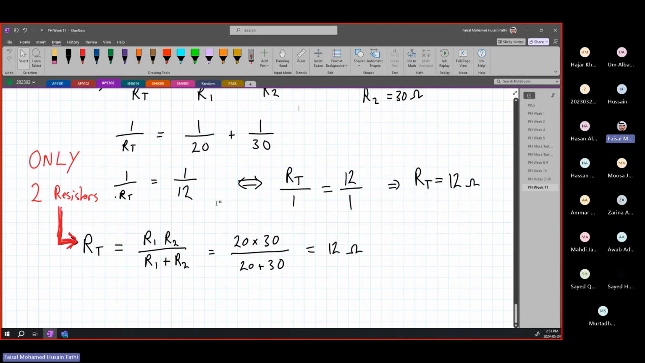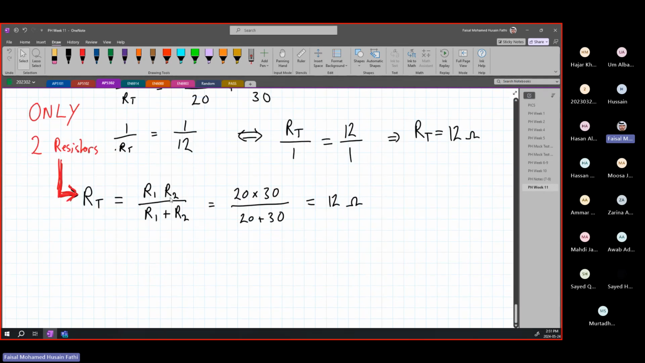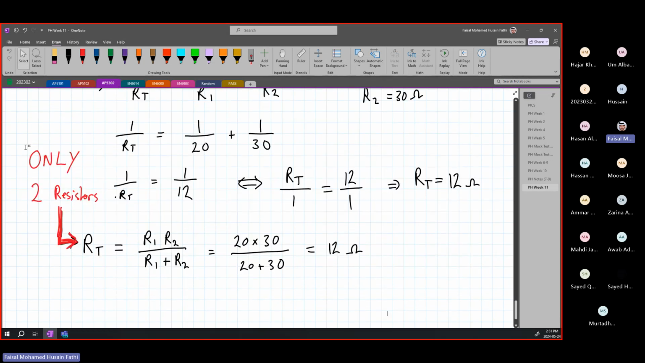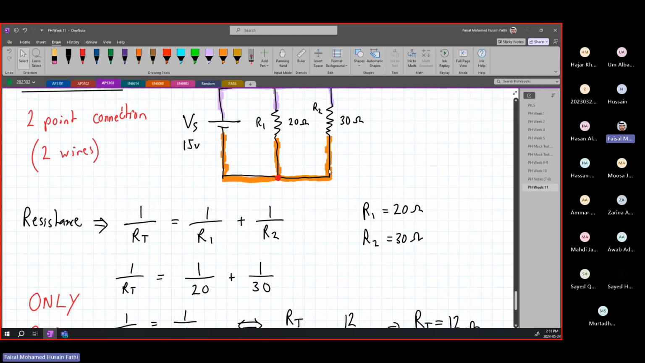All right. Do not put R3 here and then plus R3 here. This is completely wrong if you have more than two resistors. So if you want to use this shortcut, you can use it only for two resistors. Okay. So this is how you find your total resistance.